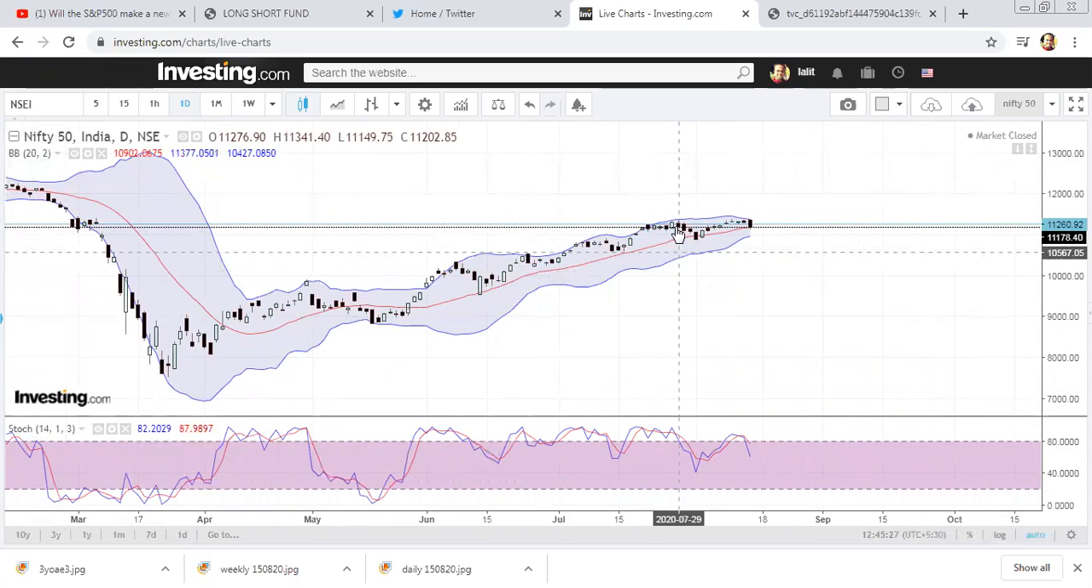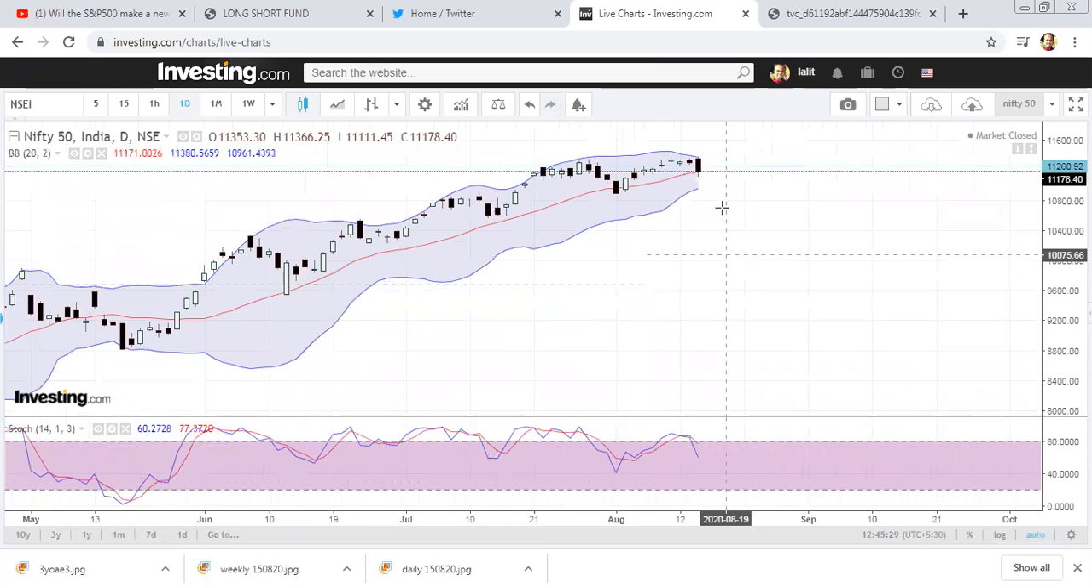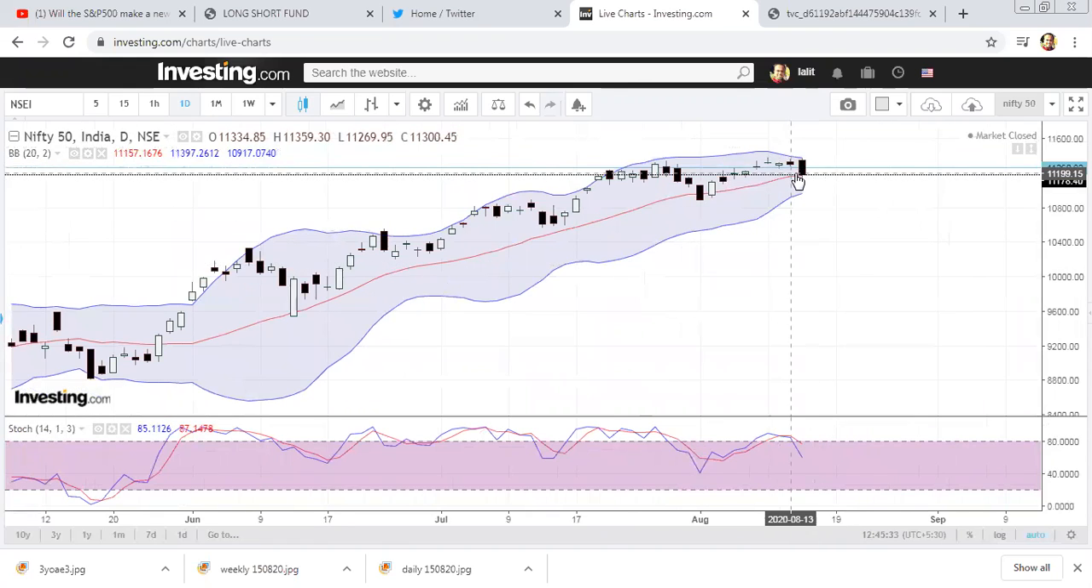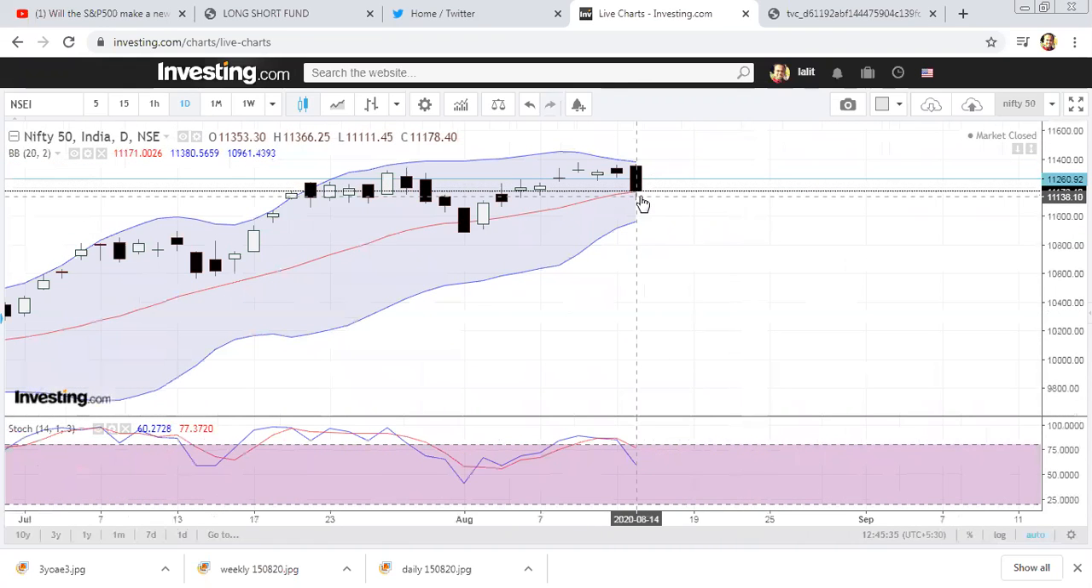We have closed last week with a big red bar or a black bar here on the chart at the 20-day moving average. We fell below it intraday and then we recovered to close at the crucial 20-day moving average. So next week is going to be crucial.